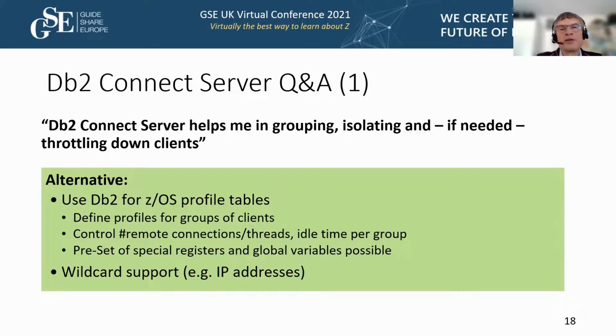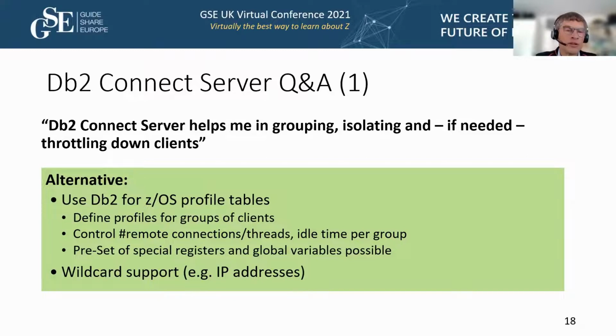So if we see these arguments, let's check: are these still valid nowadays? The first one is that the DB2 Connect server helps me in isolating, grouping and, if needed, throttling down clients to my mainframe. Yes, that was a valid argument in the past, but nowadays we have alternatives. The most common alternative would be DB2 profile tables, which means you have the option to group your clients in profile tables and then have some turning knobs within the profile tables to control the number of connections and the number of threads.